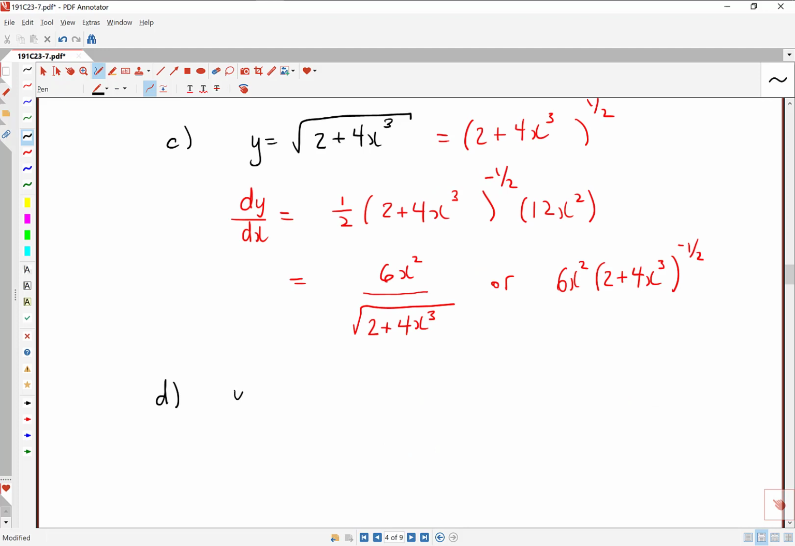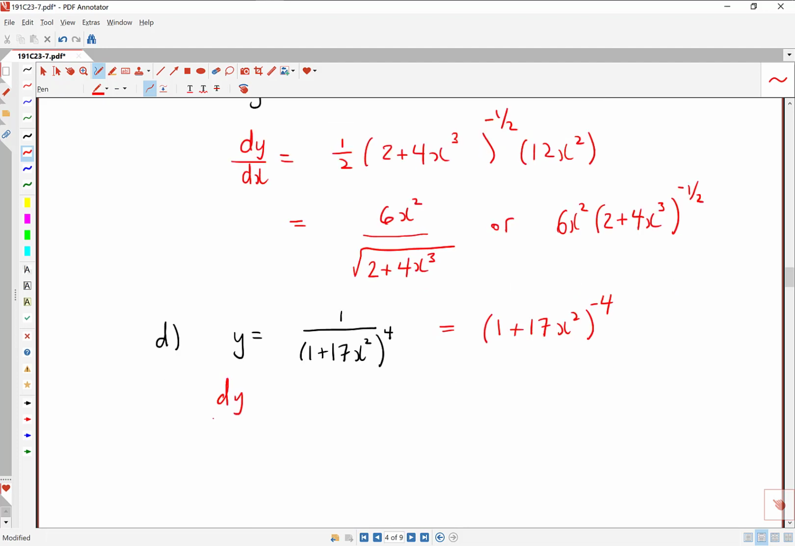Okay, let's say our function y is 1 over (1 plus 17x squared) raised to the power 4. The first thing I might do here is just rewrite the function. I could say that might be nicer if we wrote it as (1 plus 17x squared) to the power minus 4. And then we'd do our chain rule.